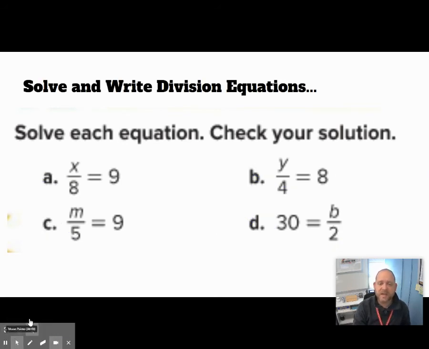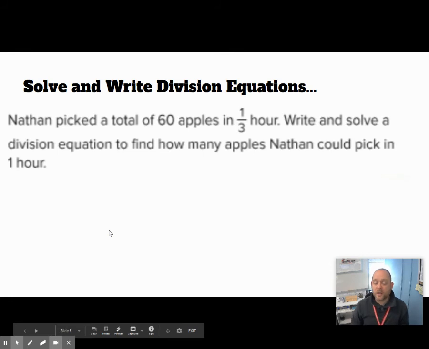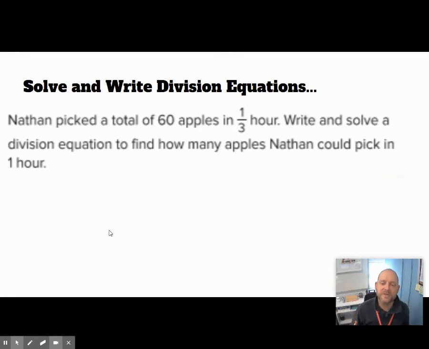So let's try a couple of quick story problems. That way you should feel pretty good about what you're walking into today for your independent practice. So we've got this problem. Nathan picked a total of 60 apples in 1/3 of an hour. Write and solve a division equation.